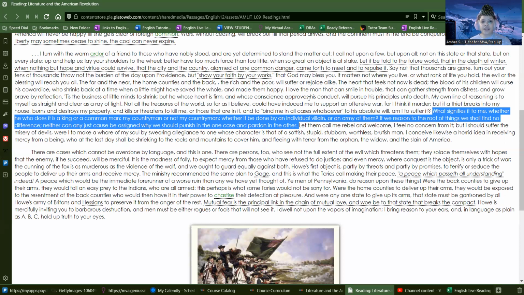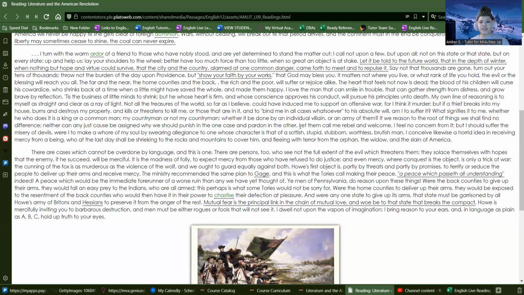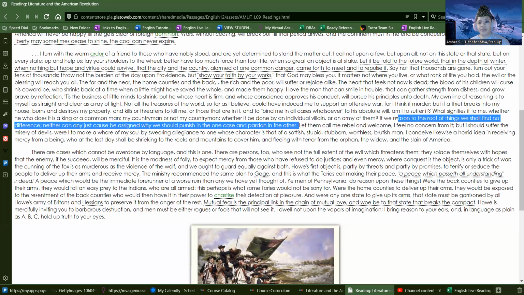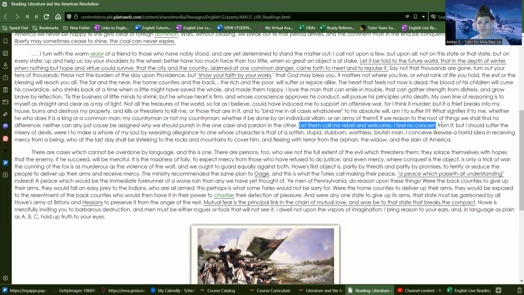So neither can any just cause be assigned why he should punish one in one case and pardon in the other. So he's saying it doesn't make sense to treat anyone who's committing a crime differently just because they're a king. Being wrong is wrong. And I'm not gonna let people walk all over me. So then he says, let them call me rebel and welcome. I feel no concern from it.